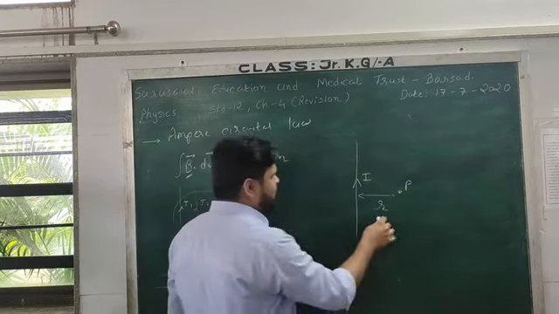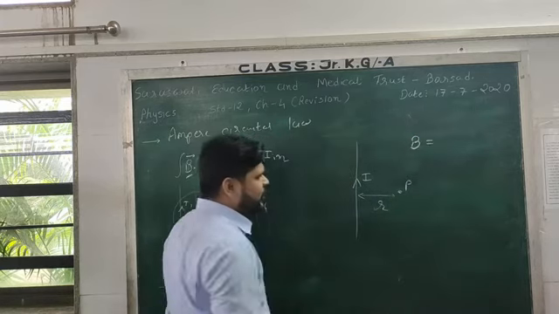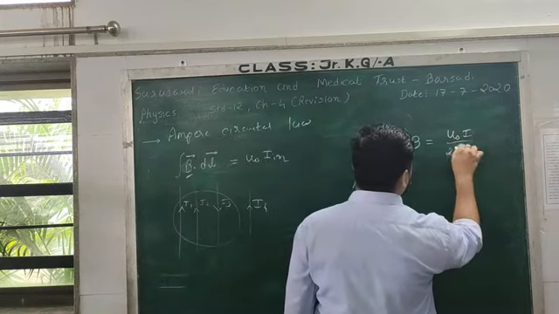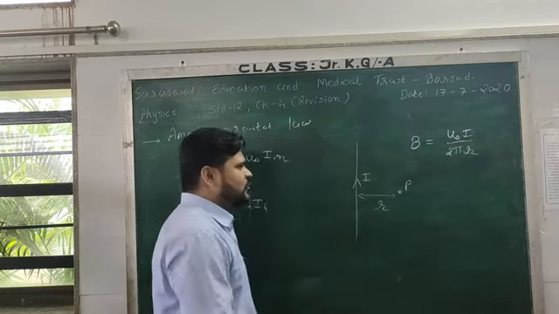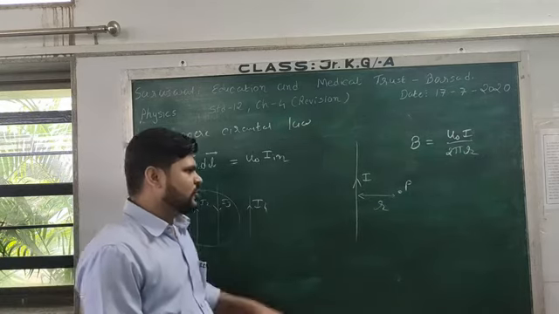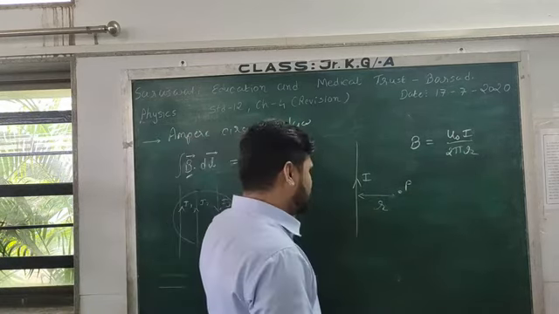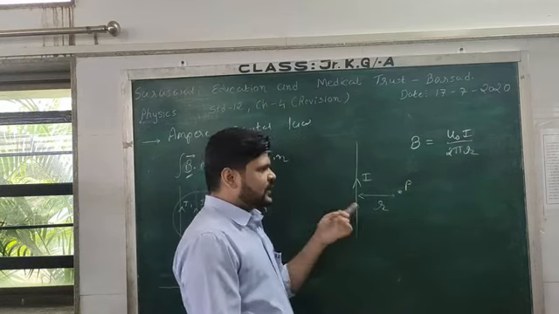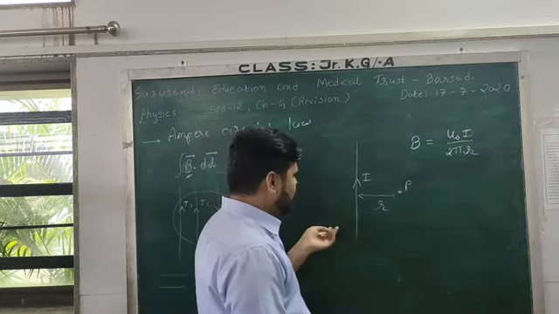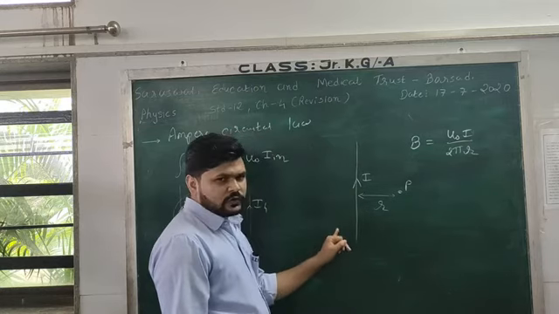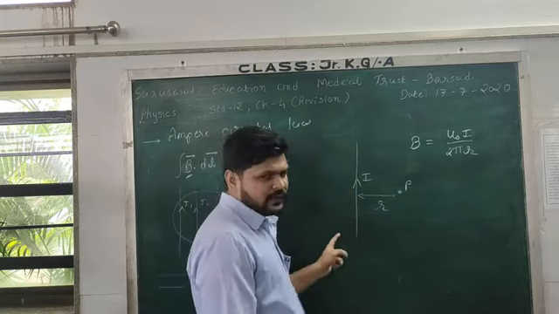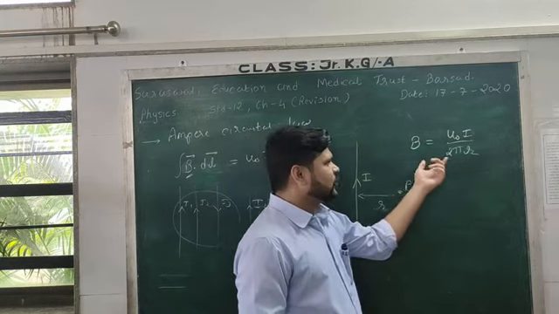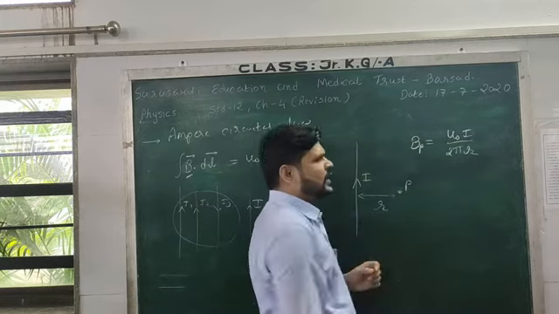Okay, then at point P the magnetic field is B equals mu 0 I upon 2 pi r. This is the magnetic field due to a current carrying wire according to Ampere's circuital law. So you should actually remember 2 things. If you want to find the magnetic field due to a current carrying wire, then the formula will be like this: Bp equals mu 0 I upon 2 pi r.